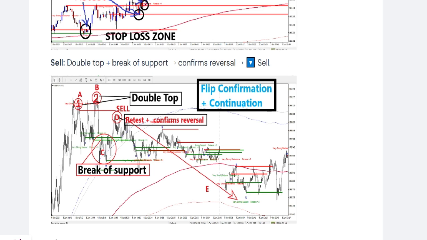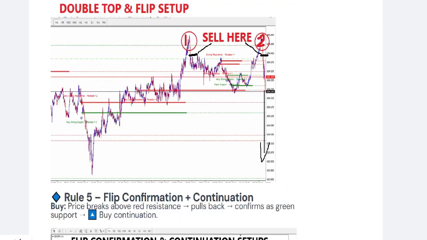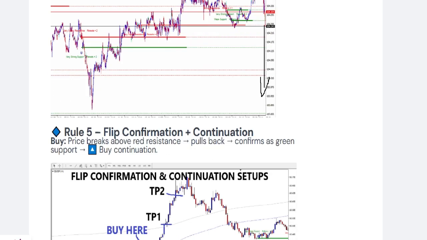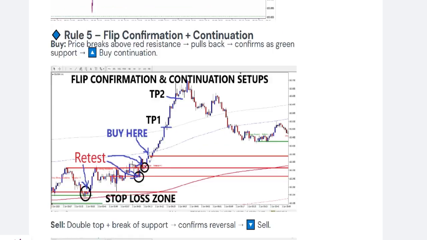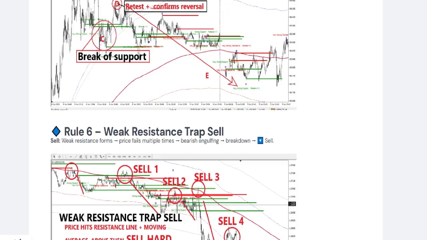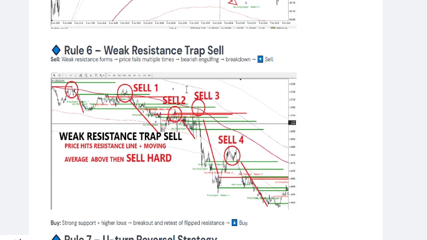The sell setup for that, you can see. We have the double tops here, then the price breaks below the support, the price comes back to retest and confirm the setup, then the price drops from there. That is rule number 5, flip confirmation and continuation.